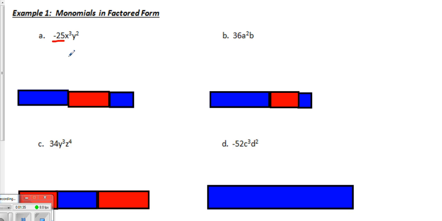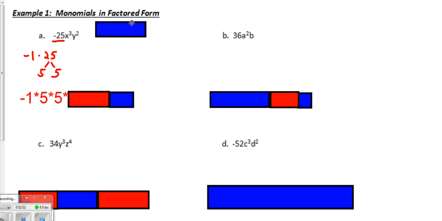If we look at this negative 25, first thing you could always pull out is a negative 1. Because we have a negative, take out the negative 1 right away. So now it's negative 1 times 25. Well, that 25 can be broken down even more into 5 times 5. So just our coefficient part here, we can call it negative 1 times 5 times 5. That's broken down into its prime factors as much as it can go.